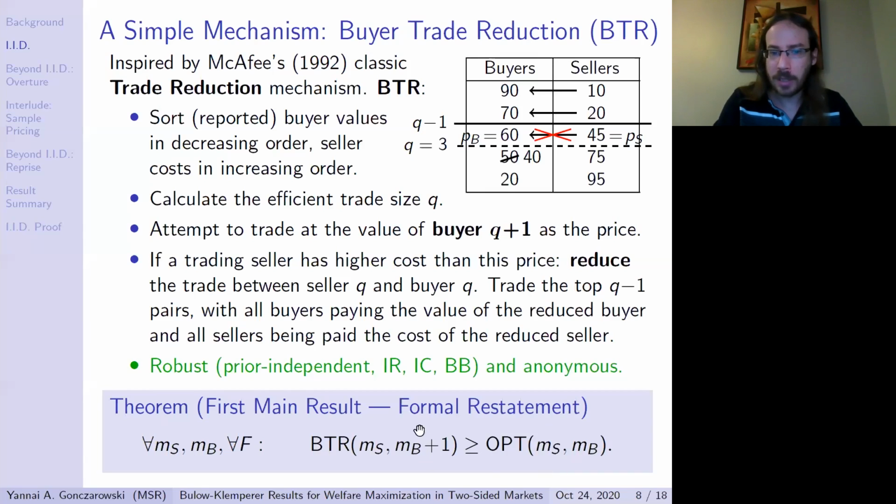So the fact that the market is augmented is in the fact that you let BTR get one more buyer than you let opt have. Okay, so the mechanism is just a description of a mechanism. It doesn't care about augmentation. The statement of the result says if you give it one more buyer, then this performs better than this does if you don't give it one more buyer. Okay.